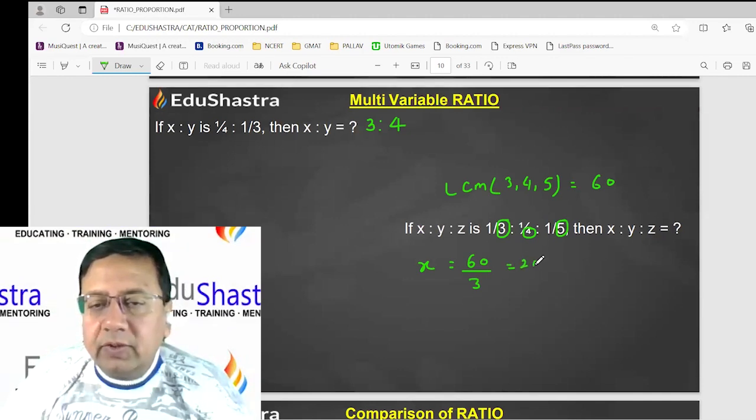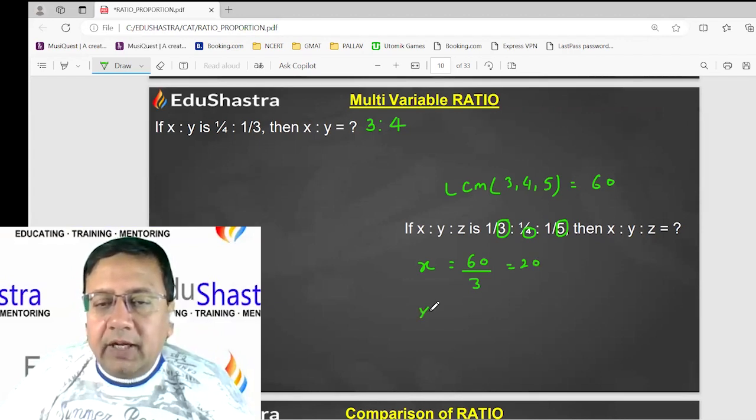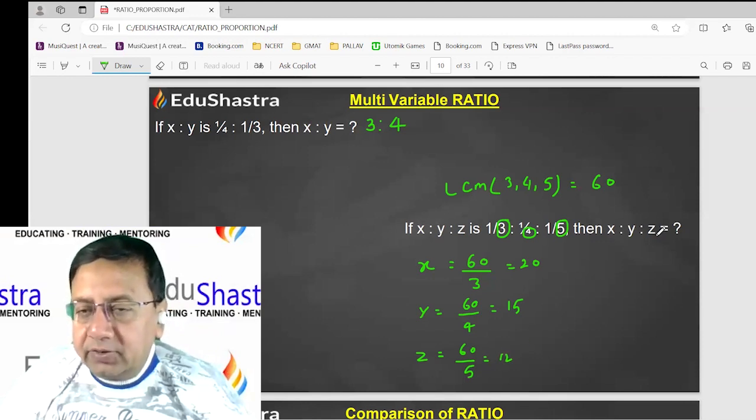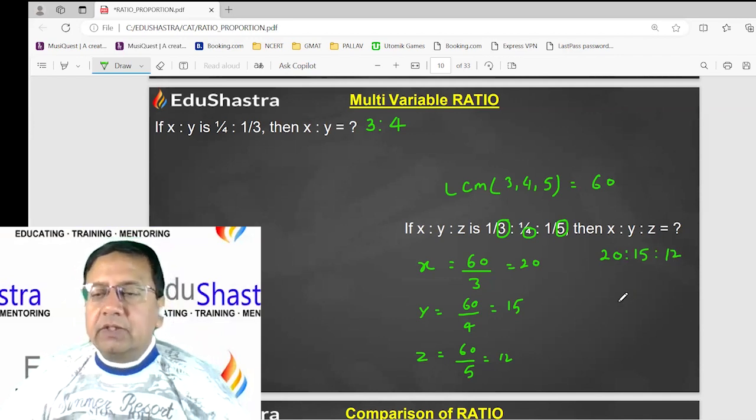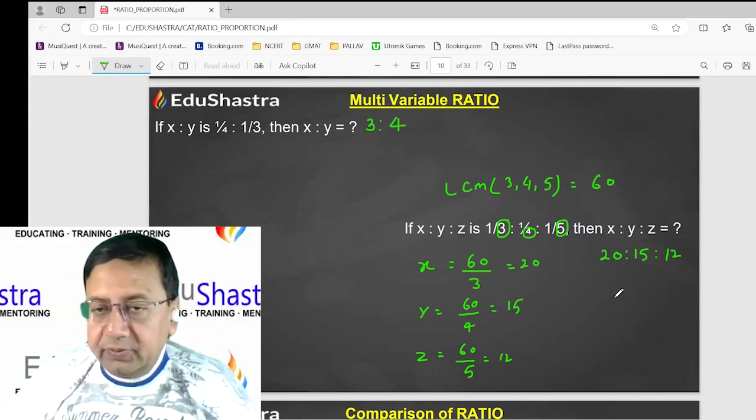This is 20. Y: 60 divided by 4. How much? 15. And this is Z: 60 divided by 5. This is 12. So when you're calculating for x to y to z, this is coming out to be 20 is to 15 is to 12. So this is my final ratio, right?